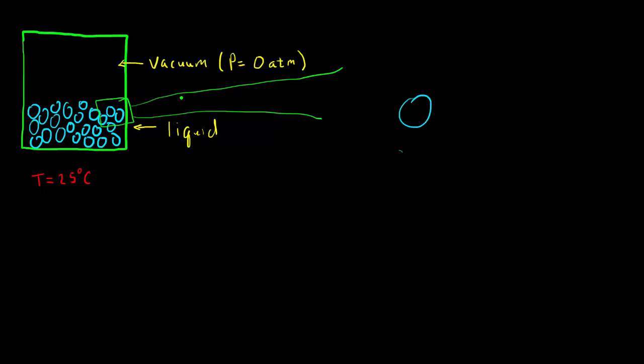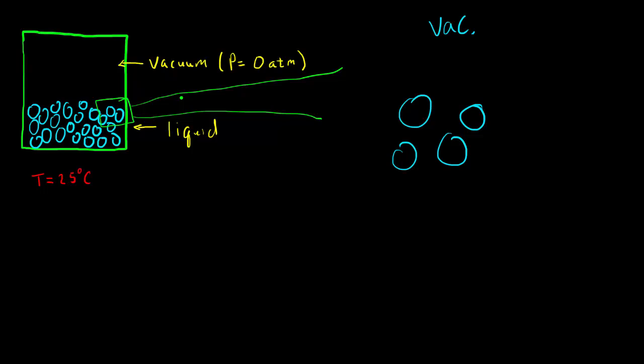So here they are. And then we've got empty space above them. I won't draw its neighbors in here. We've got empty space up here. So this is vacuum. Pressure is equal to 0 atm.